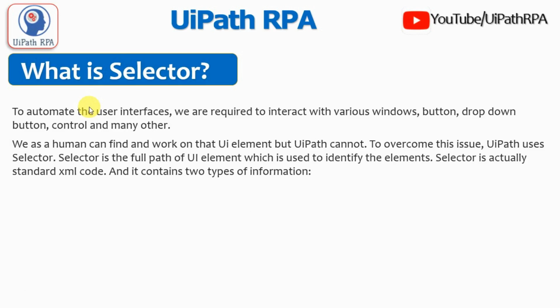A selector is the full path of a UI element, which is used to identify the element. You can say a selector is actually standard XML code, because it is written in XML format, and it contains two types of information. First, element type, and second, attributes.